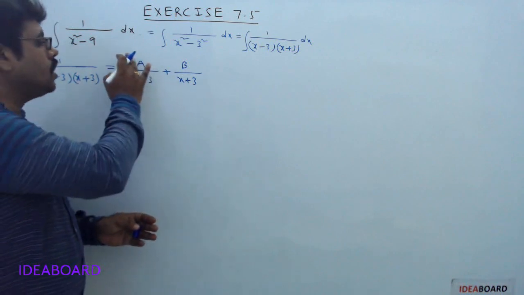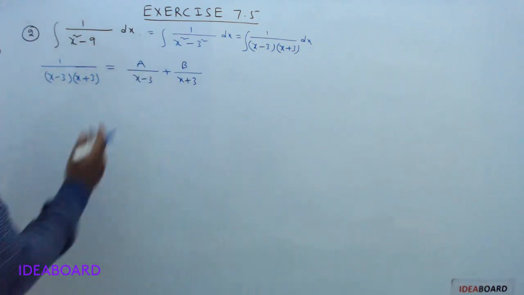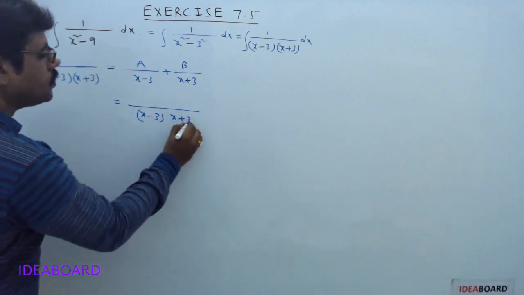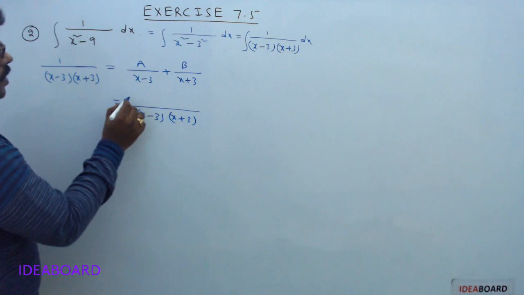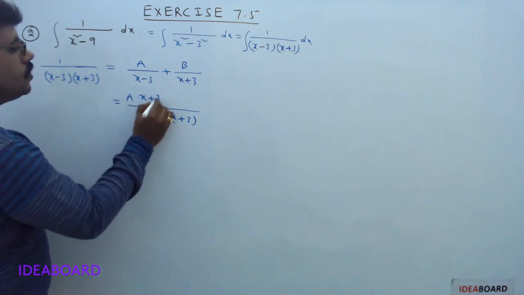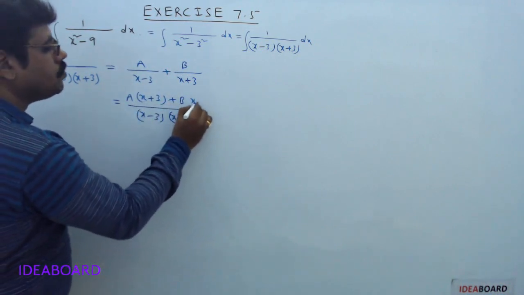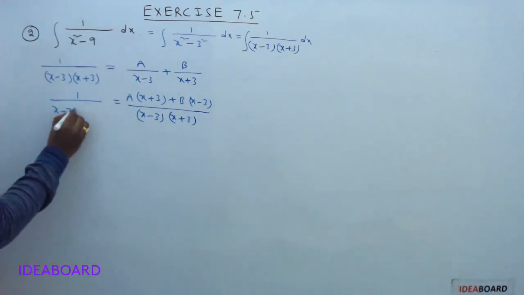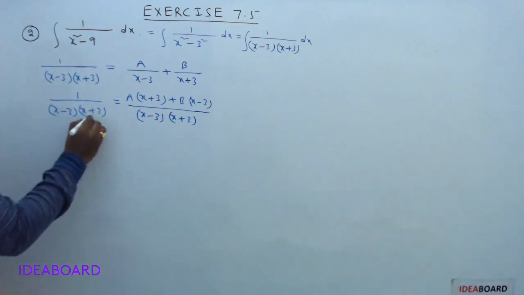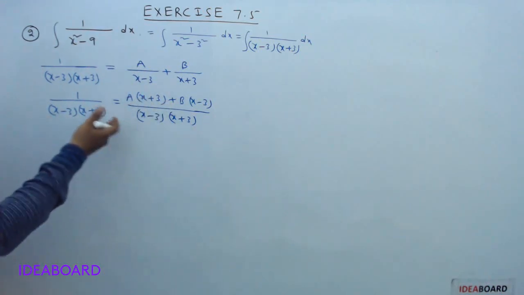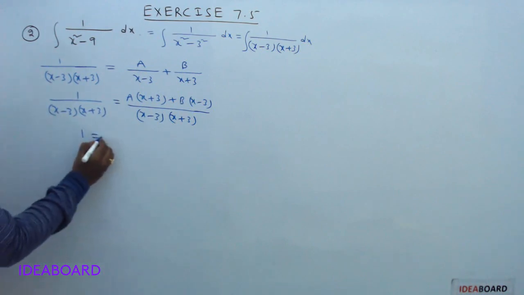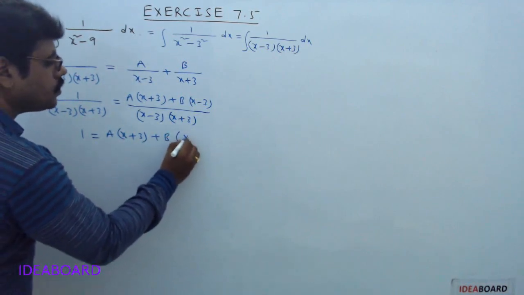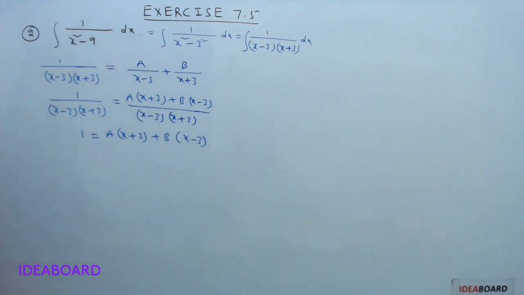Now first calculate the values of a and b. Now take the LCM. Here the LCM is x minus 3 into x plus 3. Write down the corresponding numerator: a into x plus 3 plus b into x minus 3. Now the LHS part is 1 by x minus 3 into x plus 3. Now on both sides the denominator part will be cancelled. So 1 equals a into x plus 3 plus b into x minus 3.